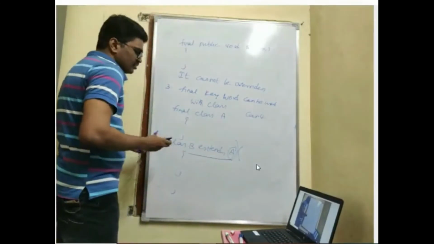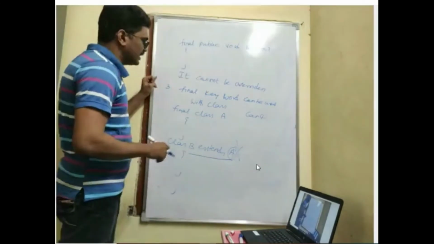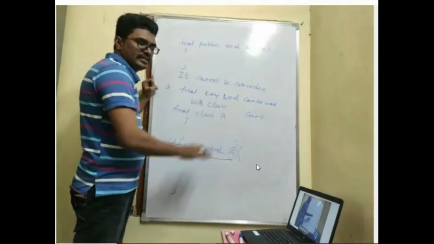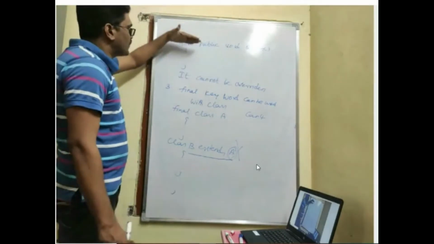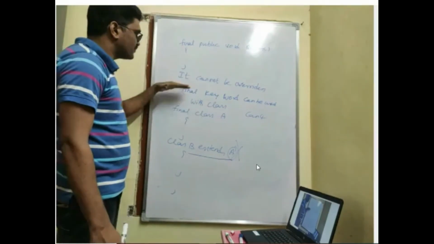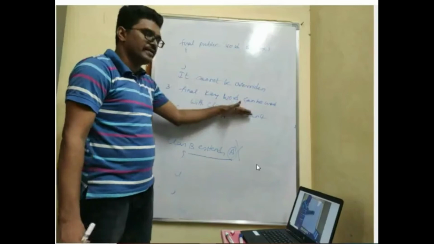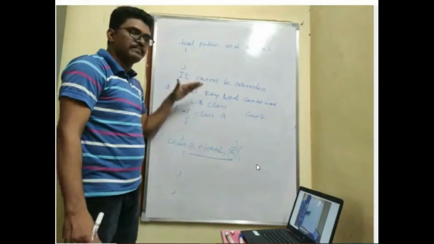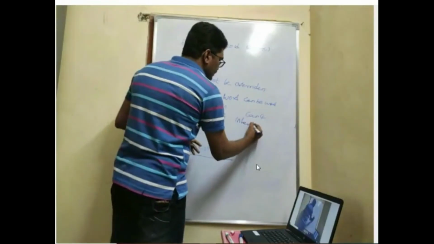Is that right? So that's the usage of the final keyword. The first one is that it is used for declaring a constant. The second one is that the final keyword can be used with methods. Whenever you use the final keyword with methods, such methods cannot be overridden. And the third one is that the final keyword can be used with classes. Whenever you use the final keyword with classes, such classes cannot be inherited.